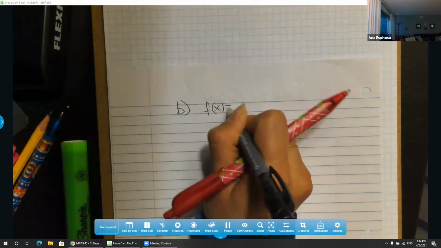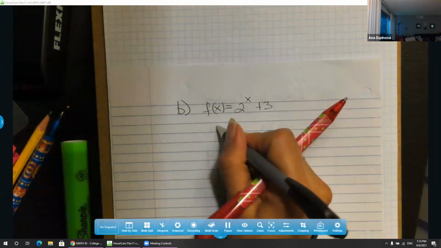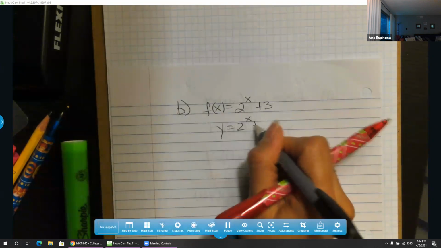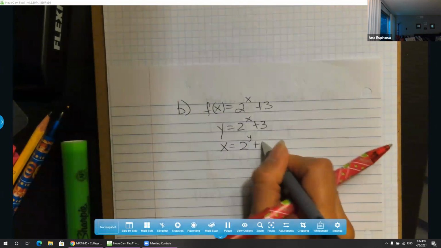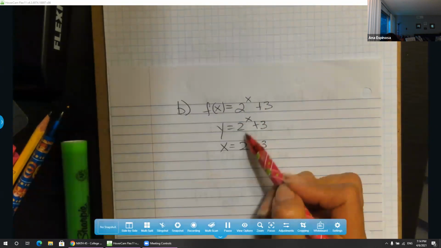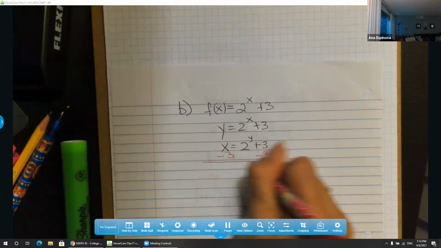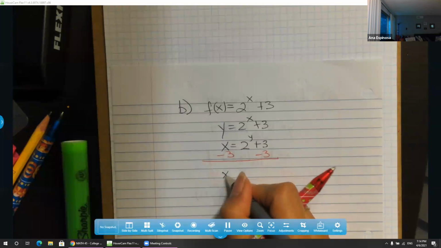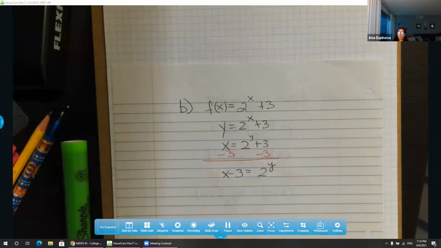B, f of x equals 2 to the x plus 3. Start off by making this the letter y. Next, x equals 2 to the y plus 3. Try to isolate this piece as much as possible. That means I have to subtract 3. That's x minus 3 equals 2 to the y. And I can't do anything anymore. I can't bring that down or do anything like that.